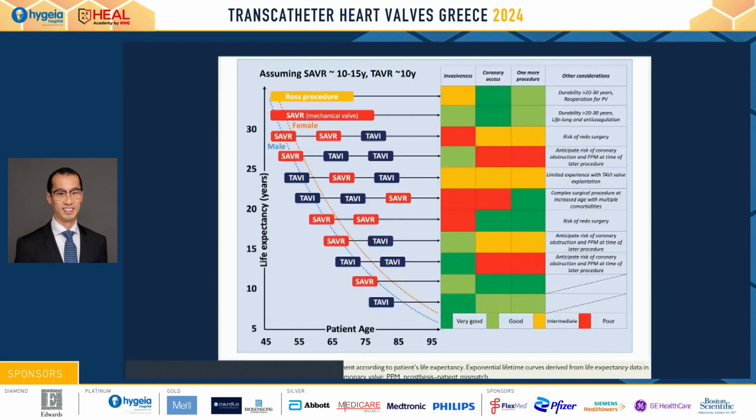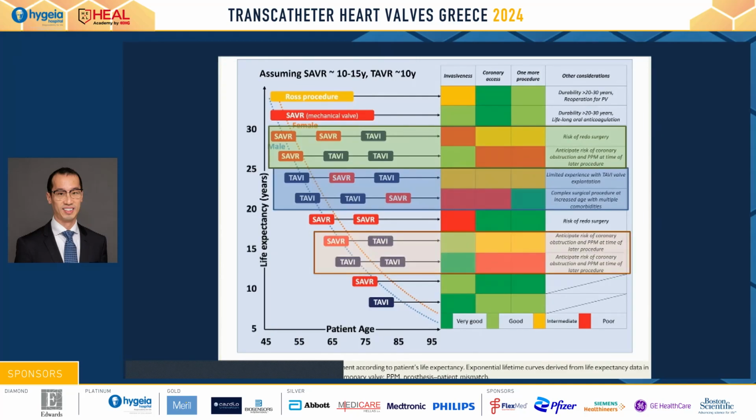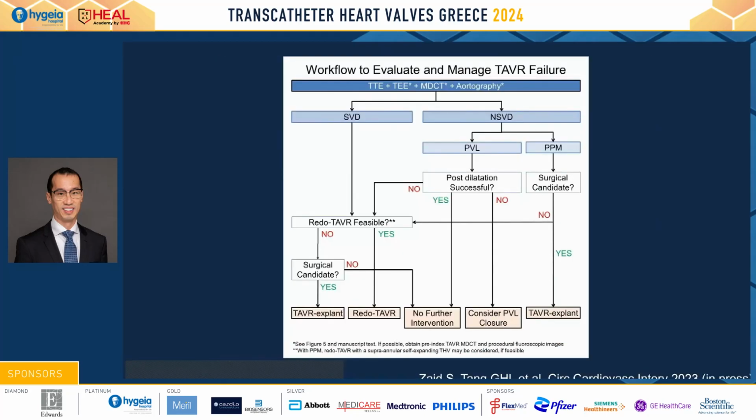Now, what about lifetime management? You see that here, this nice European Heart Journal review shows the different aspects of sequencing of TAVI versus SAVR. And you can see that here, if you have a TAVR failure, there are a number of mechanisms involved, and depending on the mechanism, your management strategy would be quite different.